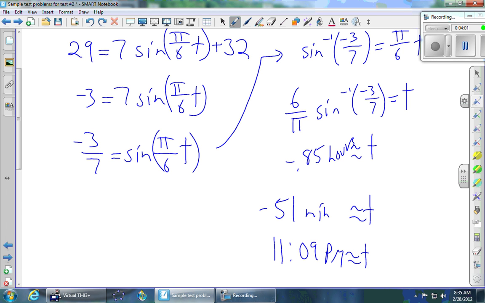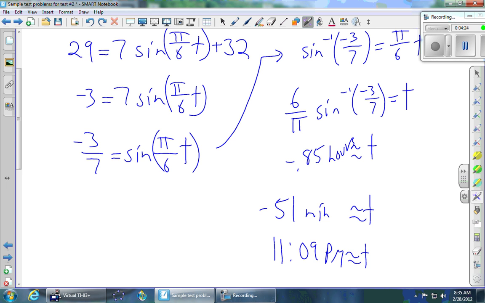Remember the question said find the first 3 times after midnight, so this isn't even one of the 3 times, but at least it's a time, and it's the only time the calculator is going to give you. The calculator is making a choice when you ask for the inverse sine of something, and it's making the only choice it's programmed to make. So our job now is to take that 11:09 and see if we can find some other times where the height of the water was 29 feet.